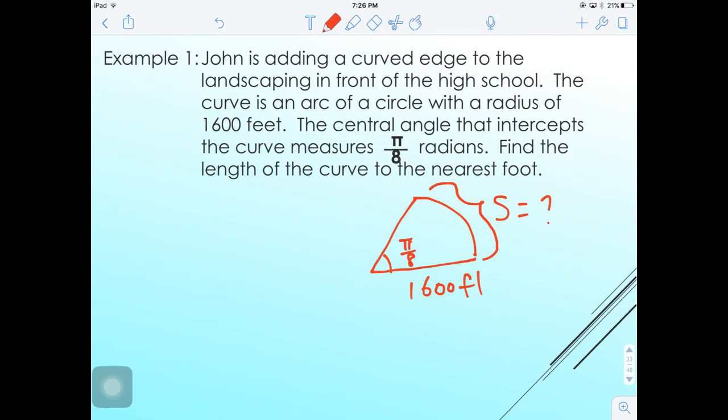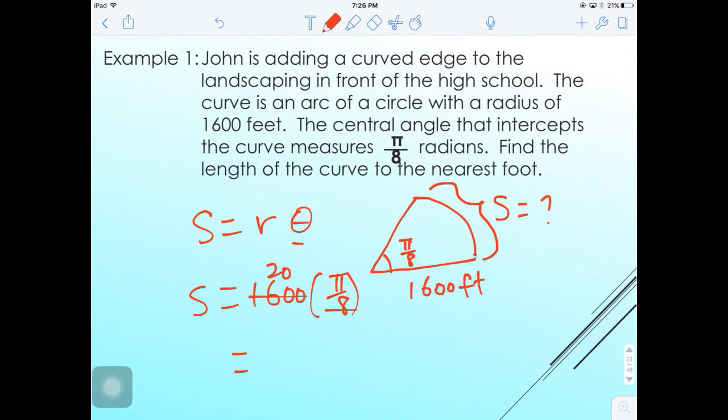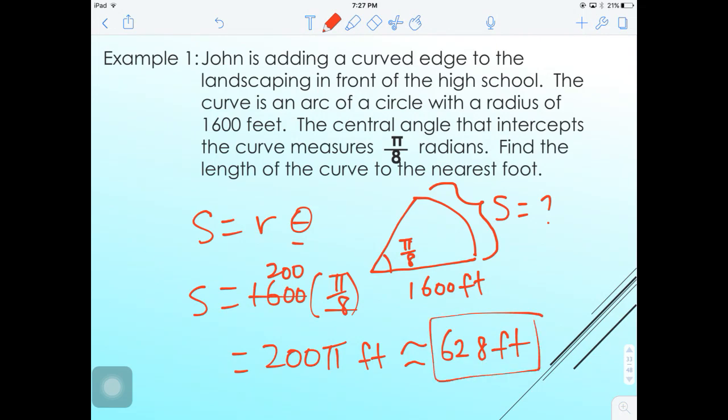Given the formula that we just learned, S equals R times theta, the arc length is the radius, which is 1,600 feet, times the central angle in radians. Since it's pi over 8, it's already in radians, and we can just go ahead and cross cancel. That would be 200 pi feet, which is approximately 628 feet. So that is how long the arc length is for the curved edge. That's the end of the problem.